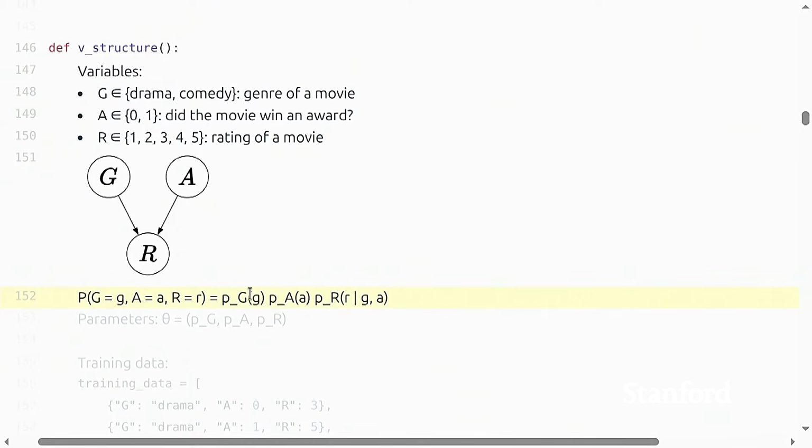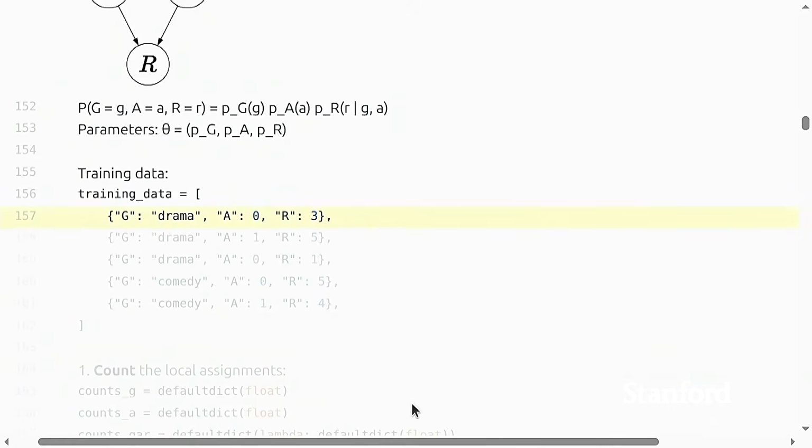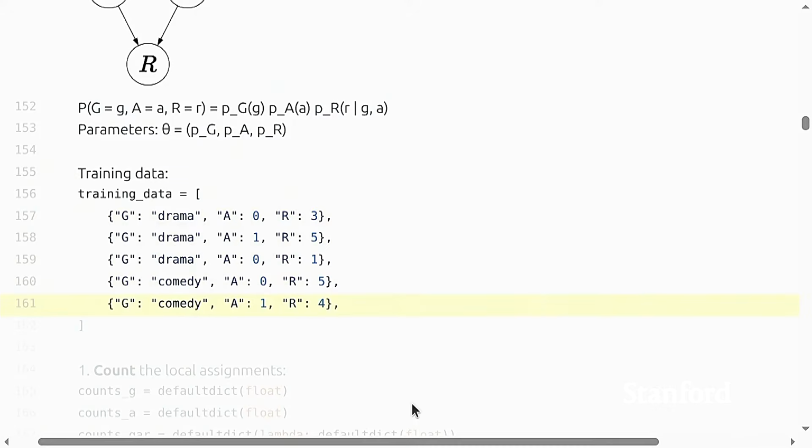So here's a joint distribution, P of G, P of A, P of R given G. So there's 3 parameters or local conditional distributions, 1 for every variable. So here's the training data. So each example is a full assignment to all the variables. So this one was a comedy that didn't win an award, but somehow it got rated still very highly.